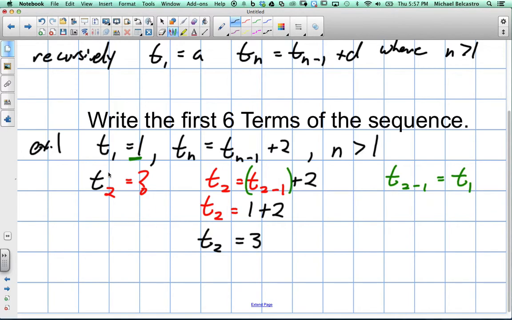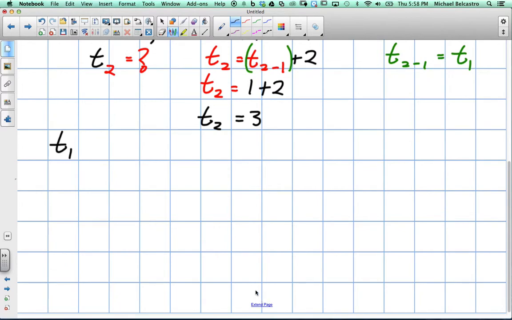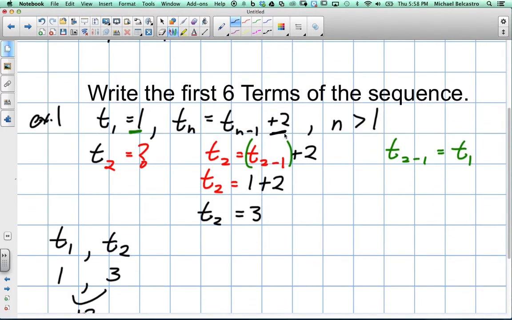So the first term, t1, is 1. t2 was the number 3. And it looks like what's happening is we're going up by 2 every single time, and that's what this value is here. I'm not sure how you use t2, because t2 minus 1 makes t1. Right? Yeah, that's where we got this value here. So t1 is equal to 1.